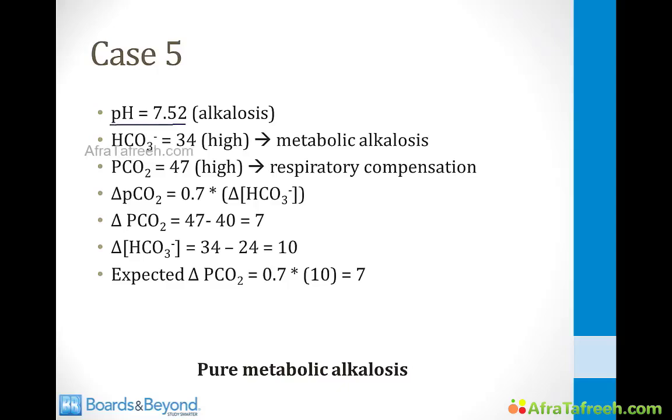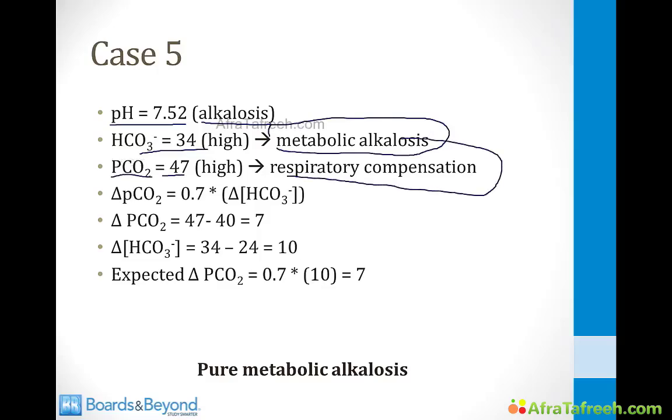The pH is 7.52 and that's high, so we have an alkalosis. The bicarbonate is 34 and that's also high. Recall that normal is 24, so this is a metabolic alkalosis. PCO2 is also high at 47, so this is respiratory compensation, and they're both abnormal in the same direction. They're both high, so a mixed disorder is less likely. But still, we're going to check to make sure the respiratory compensation is appropriate.